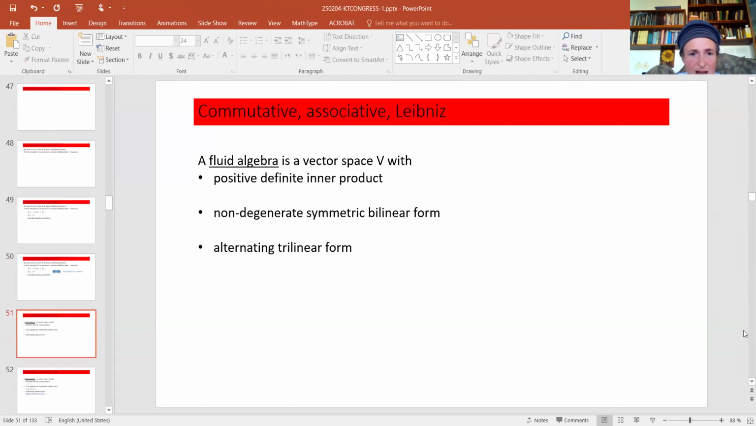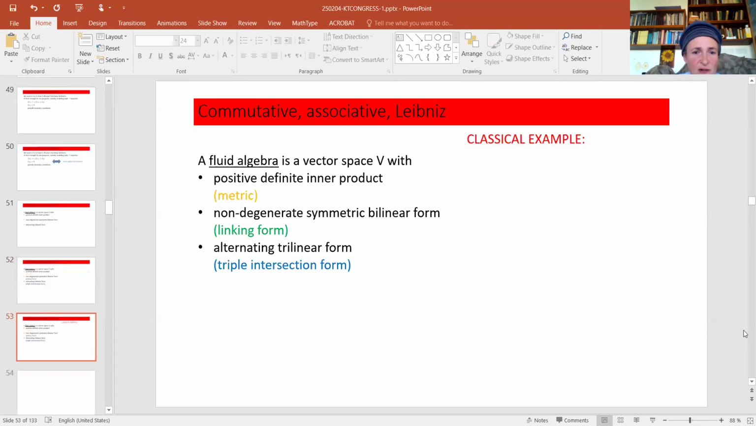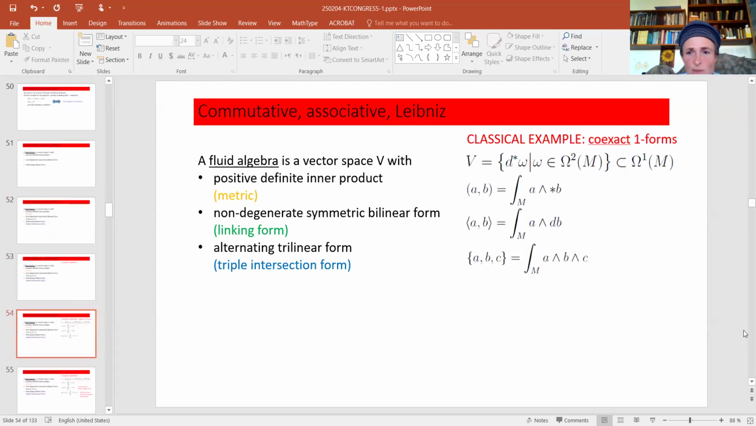So what does that mean in our case? We're supposed to think of the positive definite inner product as a metric, the non-degenerate symmetric bilinear form as a linking form, and the alternating trilinear form as a triple intersection form, which means this. So the classical example, we'll take, let's just say two forms for the time being before explaining the top line. We'll take one forms. Yes, I should have said one forms.